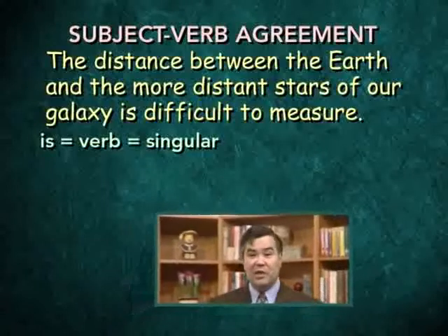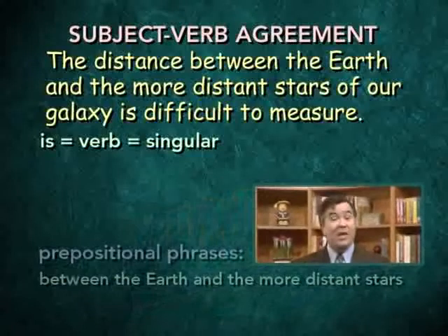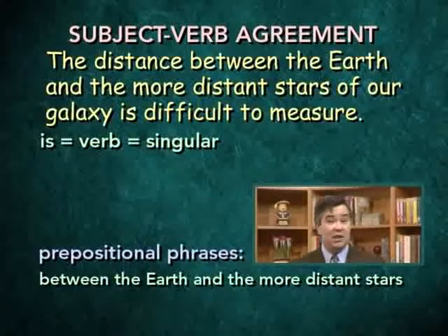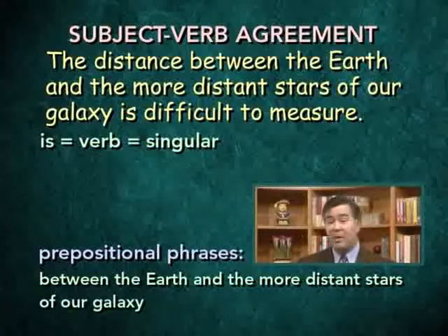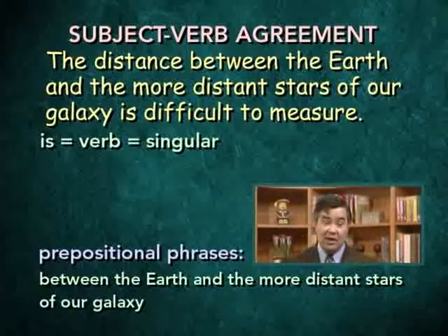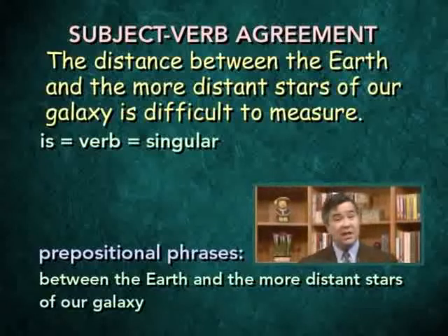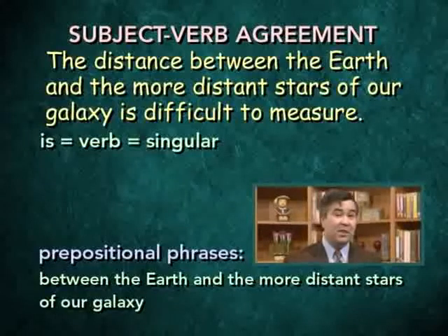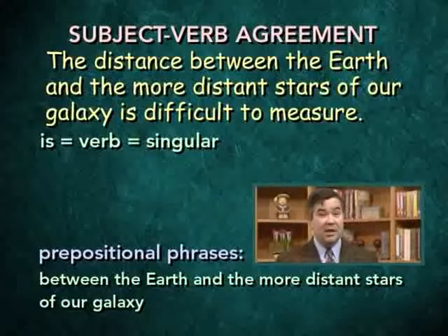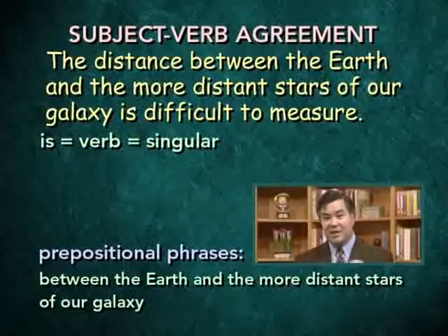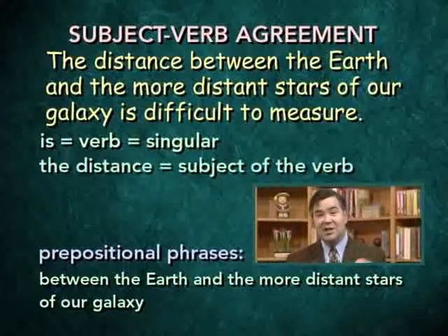And there are a few prepositional phrases here. Between the earth and the more distant stars is one prepositional phrase, and of our galaxy is another prepositional phrase. Between and of are both prepositions, and the words that follow those prepositions and are linked to them are the objects of the prepositions. By eliminating those phrases, we can see that what's left is the distance.